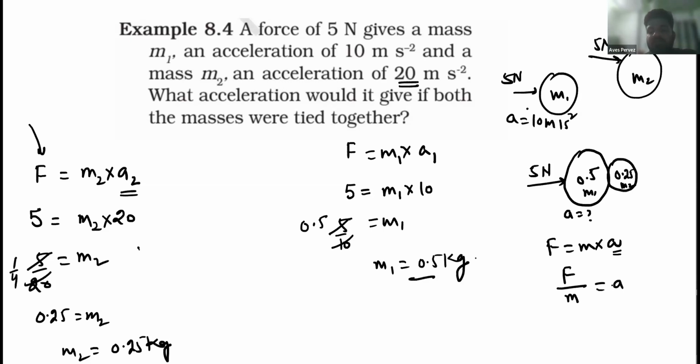This is the formula for acceleration. Now you have to put the total mass here, capital M. Here the capital M is m1 plus m2, because both the masses are tied together and the 5 Newton force is applied. So a is equals to 5 upon m1 plus m2, that is 5 upon 0.5 plus 0.25, that is 5 upon 0.75.